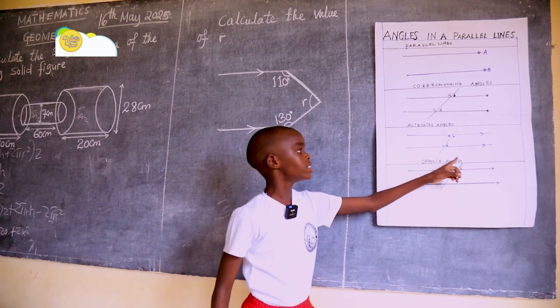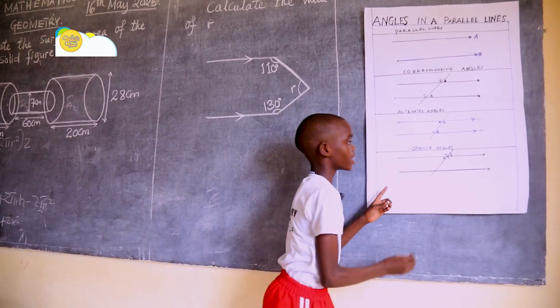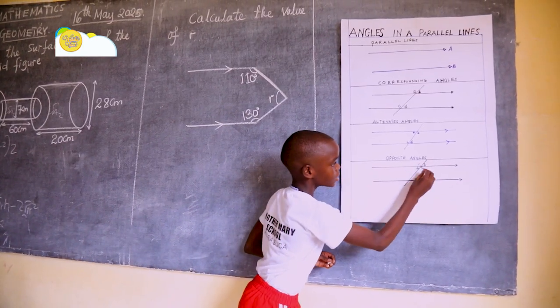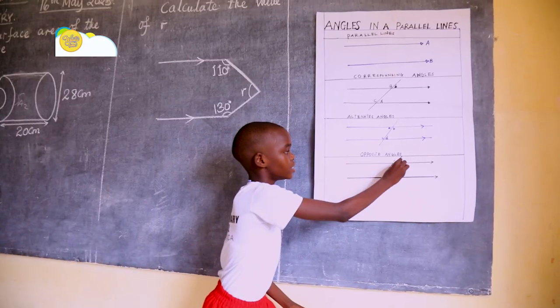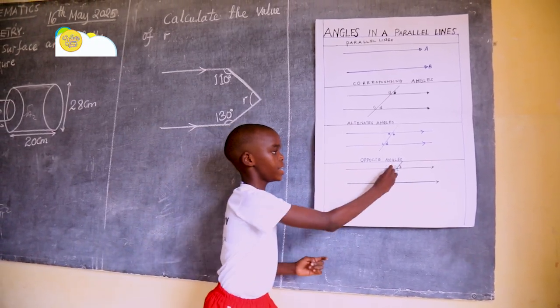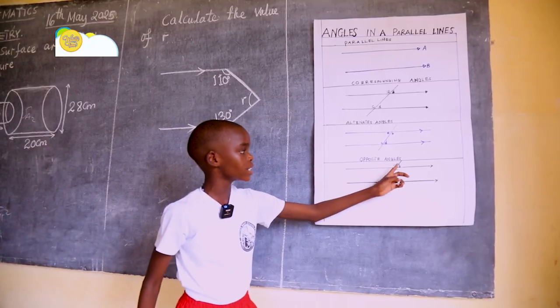Let's move to opposite angles. Opposite angles are angles which face each other. For example, this A and C are opposite angles because, if you look here, they are facing each other. Also, this D and B are opposite angles because they are facing each other.